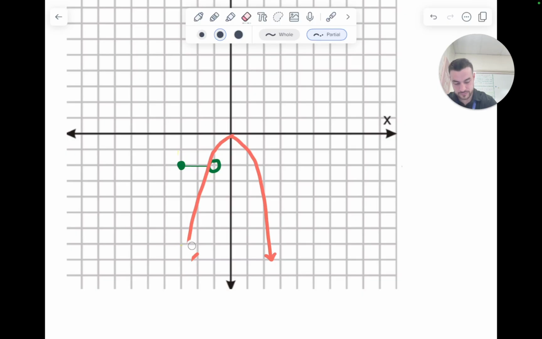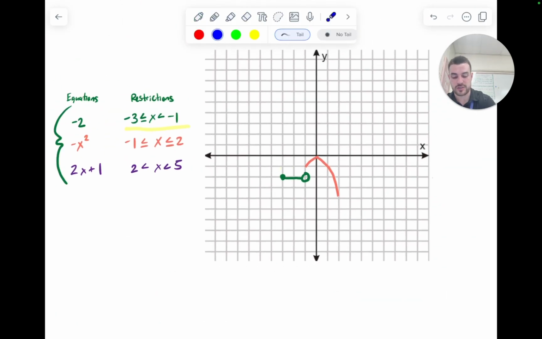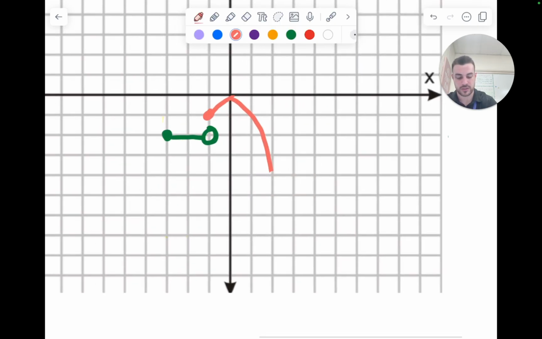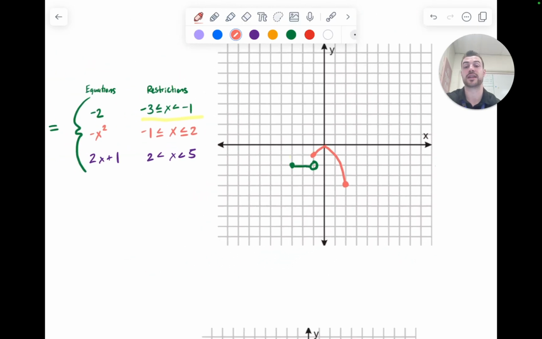I'm probably going to mess up my other line here, but we're going to go to right about there, and then right about there. So I'm going to fix my green line real quick. And then this is the piece of the function we want to keep. Now, going back to those restrictions, I want to include -1 and include 2, which means both of these are going to be filled in circles. And that is it. All right, so we've got our second piece done.